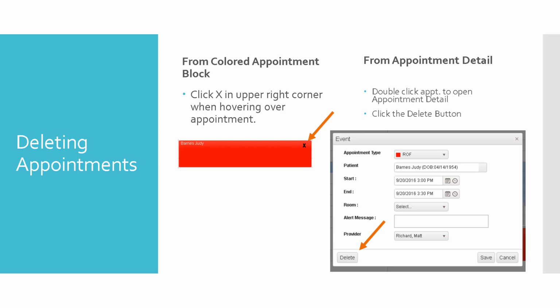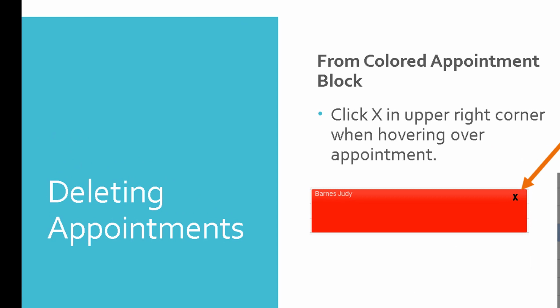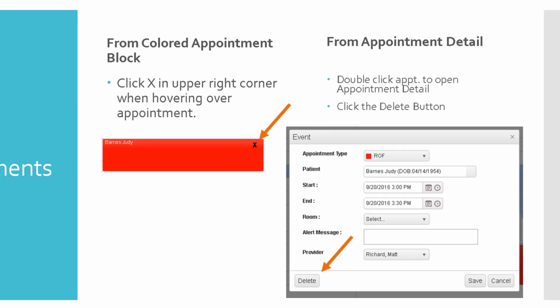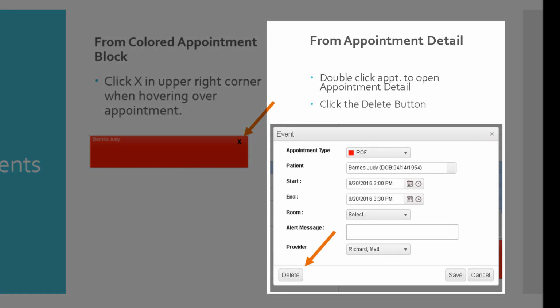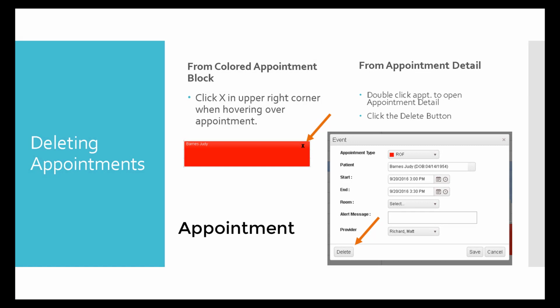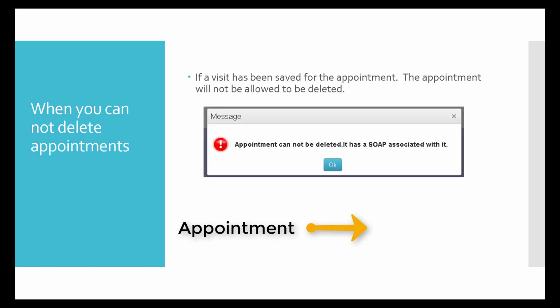Deleting an appointment is straightforward and intuitive. From the clinic schedule, you can click the X in the upper right of the appointment, or double-click on the appointment to open the scheduling tool and click the delete button there. However, if there are any records associated with that appointment, you will get this error. To get rid of this error, you will need to delete the SOAP note associated with the appointment. That's pretty common throughout Chart Talk.